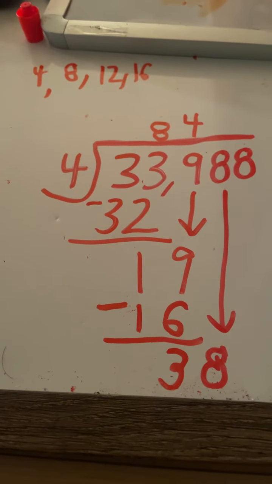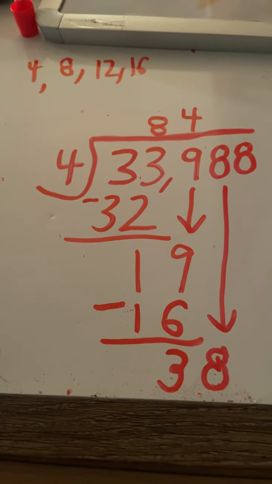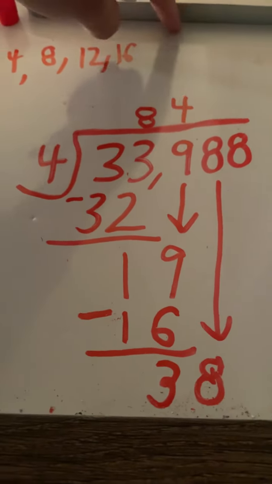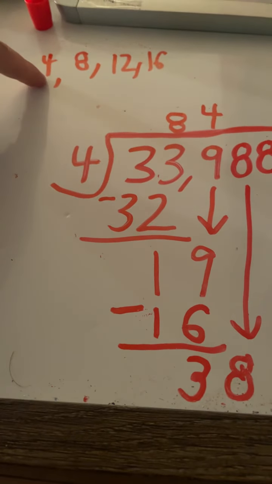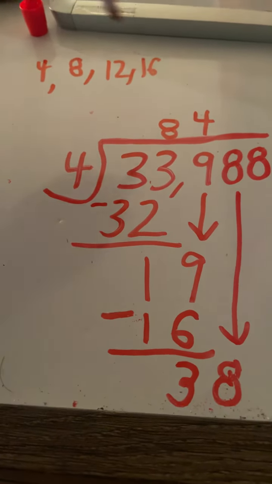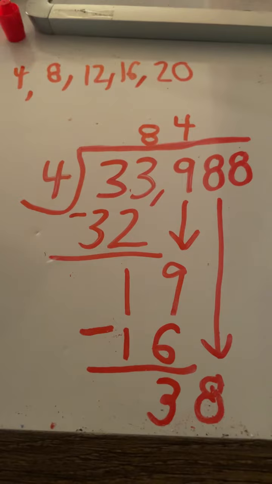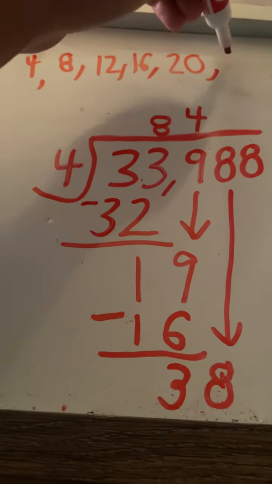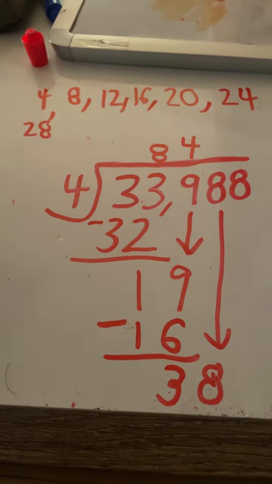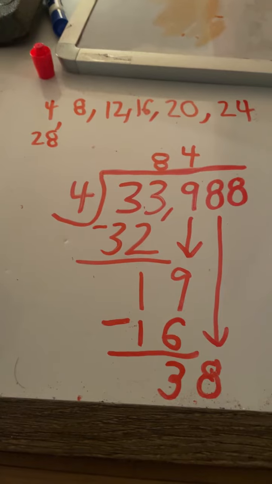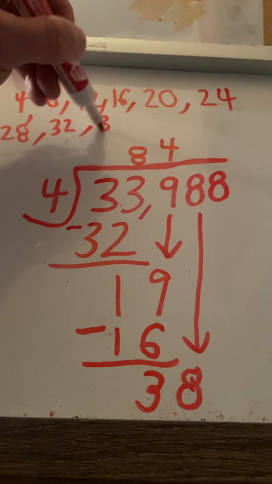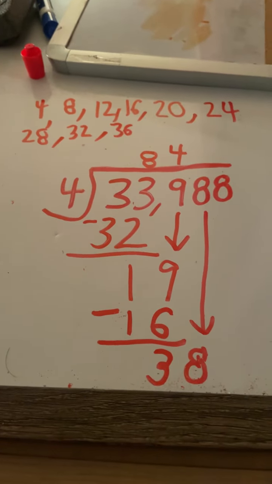So now I have to figure out how many groups of 4 I can get within 38. I could erase and start from the beginning, or I could keep going. Keeping going is more efficient. So 4, 8, 12, 16. I have 4 groups of 4 so far. If I keep counting by 4, 20, that's 5 groups. 24, that's 6 groups. 28, 7 groups. 32, 8 groups. 36, 9 groups of 4. If I count by 4 again, I will be at 40, which is too far.